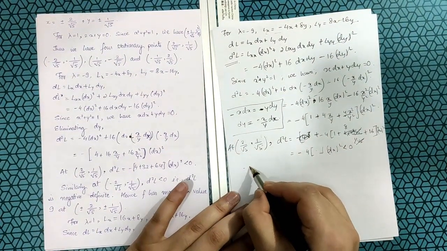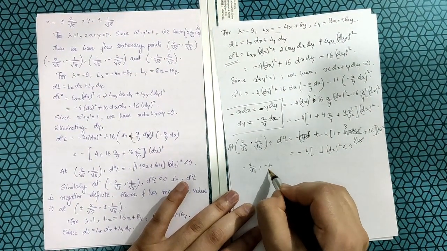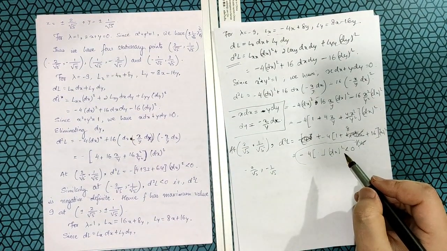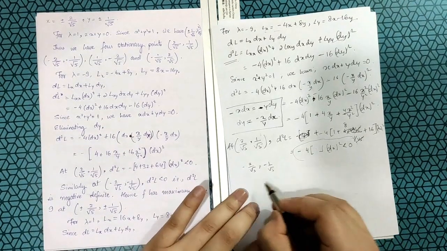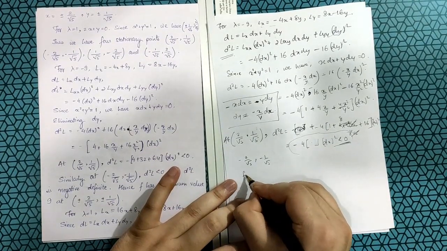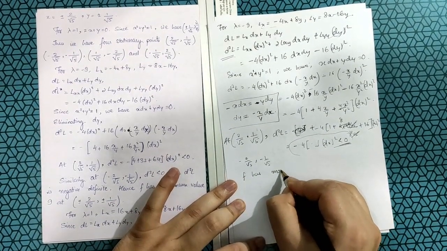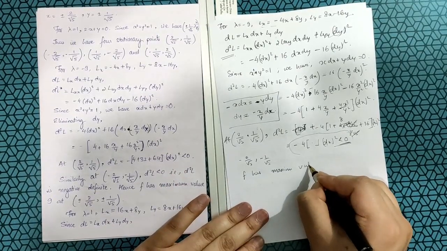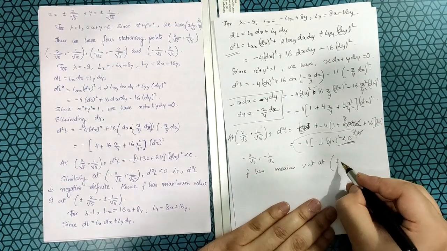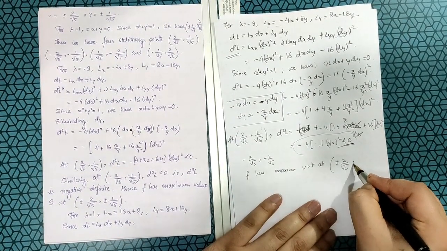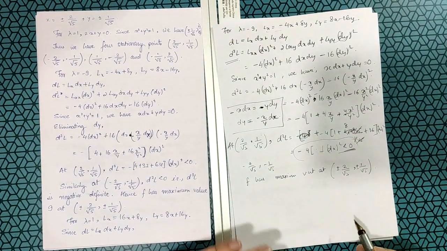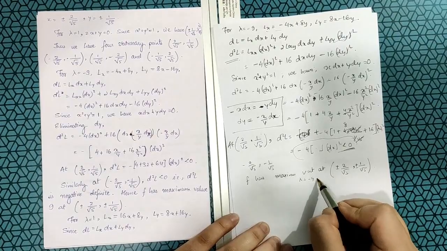Similarly, we can check that if we put both negative, then also we'll get the same answer, which is less than 0. Hence, since this is less than 0, we can conclude that f has a maximum value at plus minus 2 by root 5, 1 by root 5. These two points, where lambda is minus 9, right?